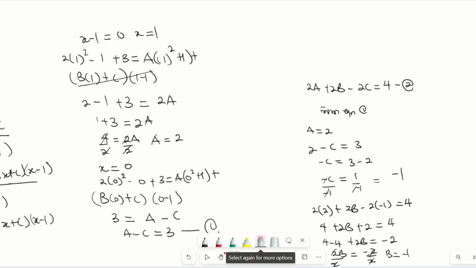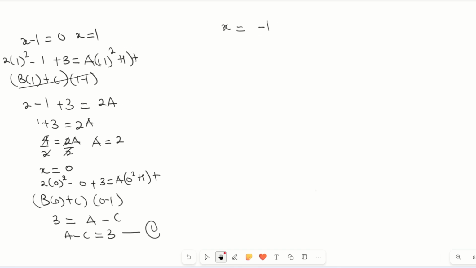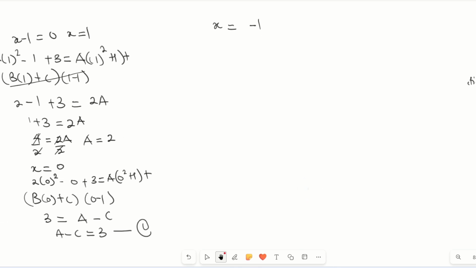And then we are going to go into our second equation where we are going to have probably another factor, x equal to negative 1, because we've used x equal to 1. We've gotten A to be equal to 2.